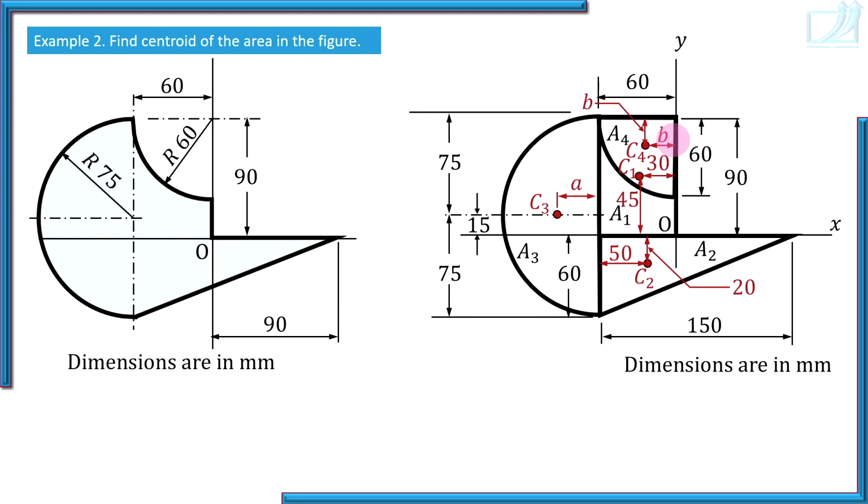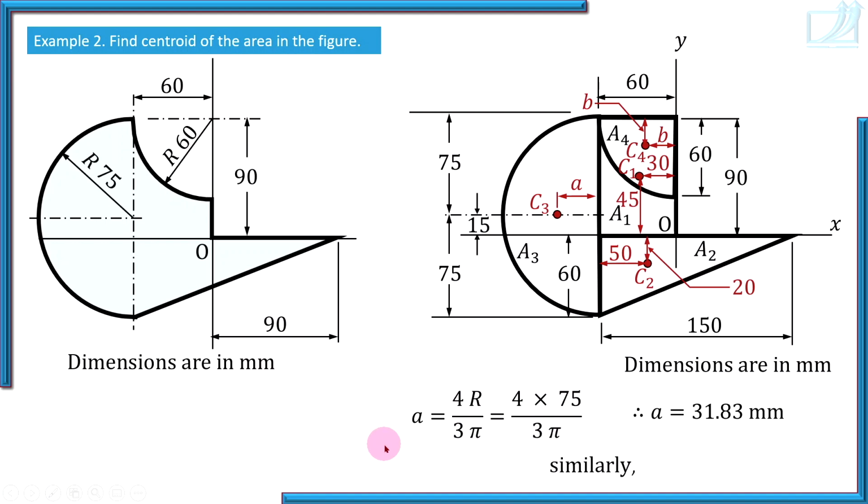So we'll calculate A and B. A is 4r by 3 pi, 4 into 75 by 3 pi, that is equal to 31.83. Similarly, use the same formula but use the value of radius as 60 and you will get B as 4r by 3 pi, 25.46 millimeters. So very simple calculations. Nothing difficult here because this is all you know. You know the formula for area of standard shapes. You know now the location of centroid of standard shapes.